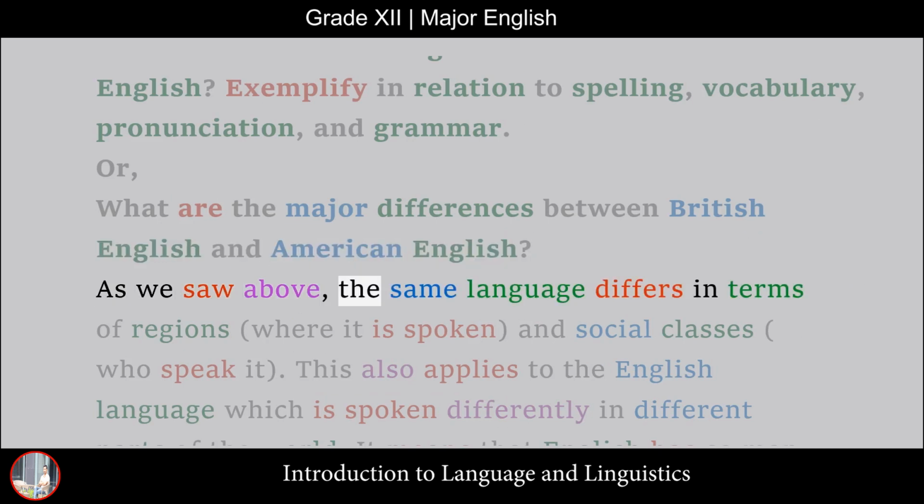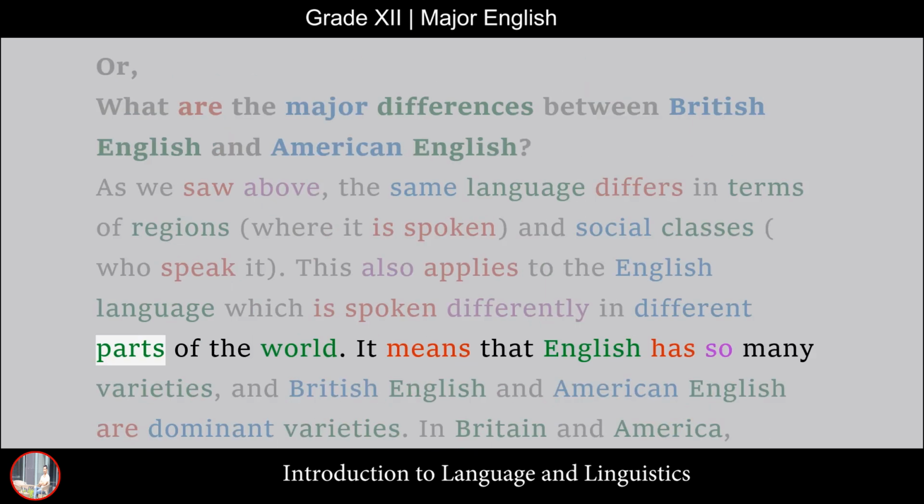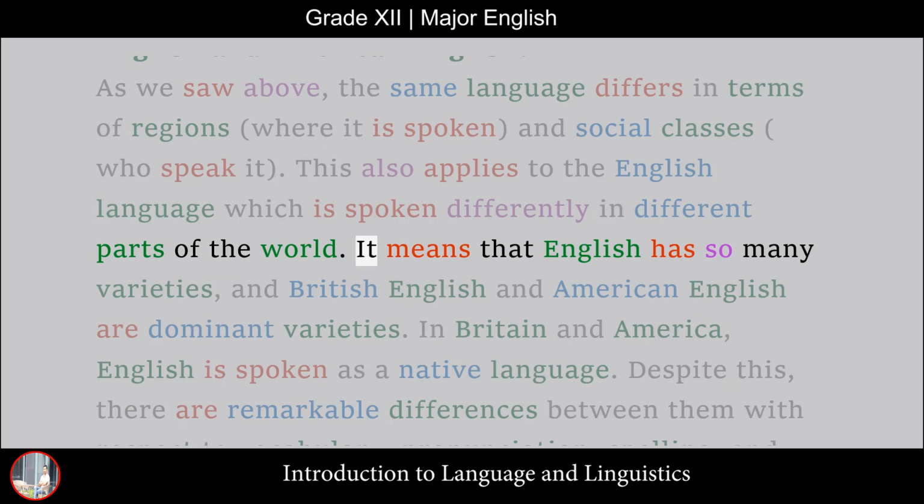As we saw above, the same language differs in terms of regions, where it is spoken, and social classes, who speak it. This also applies to the English language, which is spoken differently in different parts of the world. It means that English has so many varieties, and British English and American English are dominant varieties.